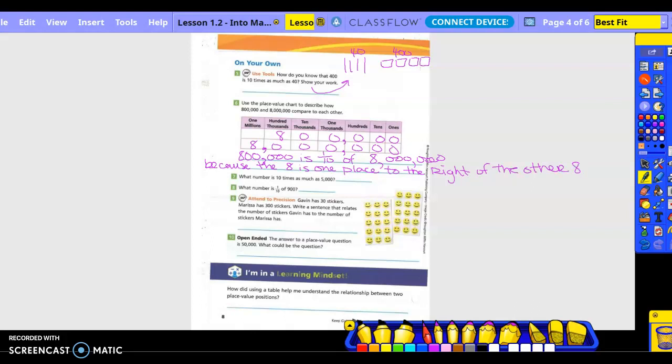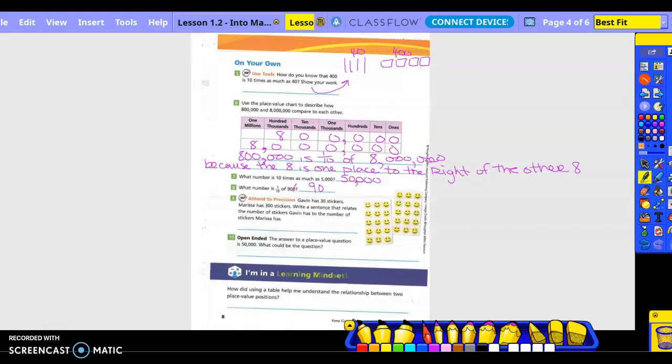What number is 10 times as much as 5,000? So are we adding a 0 or are we taking away a 0? We're adding a 0. So instead of 3, we're going to put 4 and then come back in and add a comma. And we're going to keep recording. If we run out of time, this page does need to be finished. So what number is 1/10 of 900? So are we adding a 0 or taking away a 0? We're going to take away a 0, so our answer is 90.